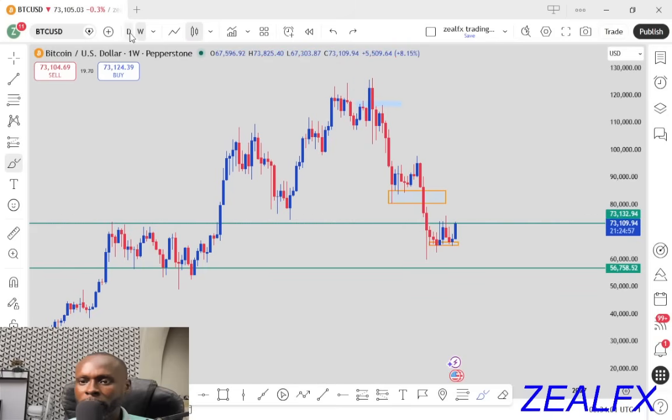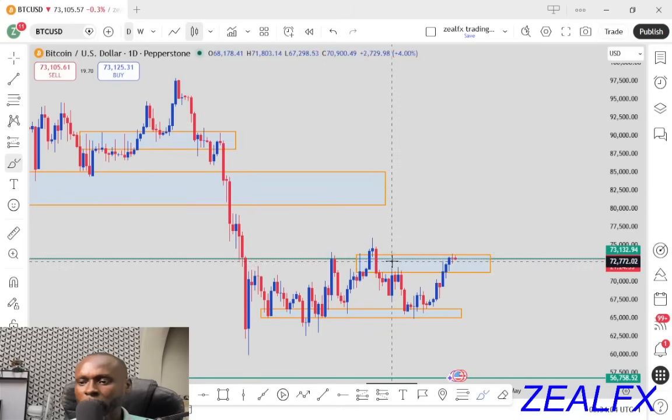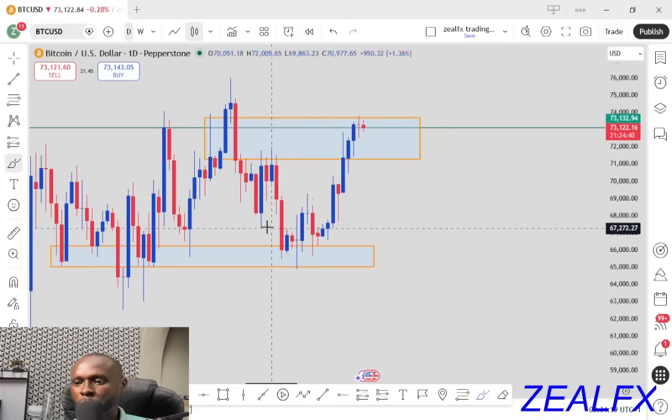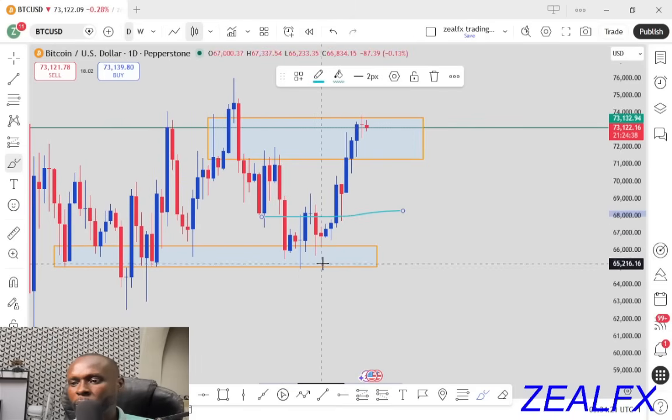Let's go back to the daily chart. So on my daily chart now, we can clearly see that price closed on resistance on the daily chart. On the weekly chart also, price closed on a resistance level. So what do we expect now? We expect the BTC to drop. We expect BTC to drop back to this support level or this support level.